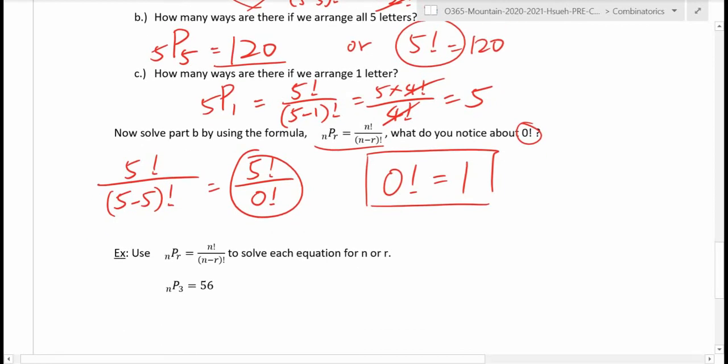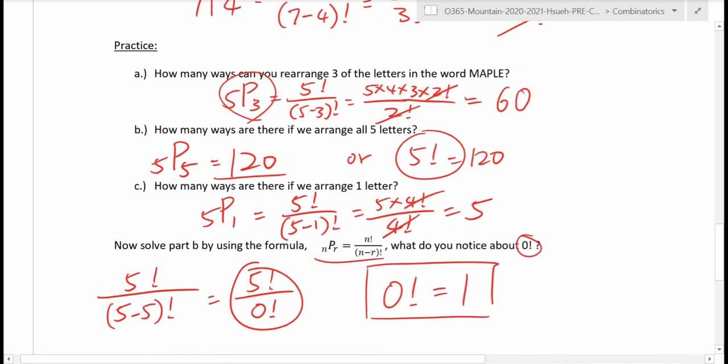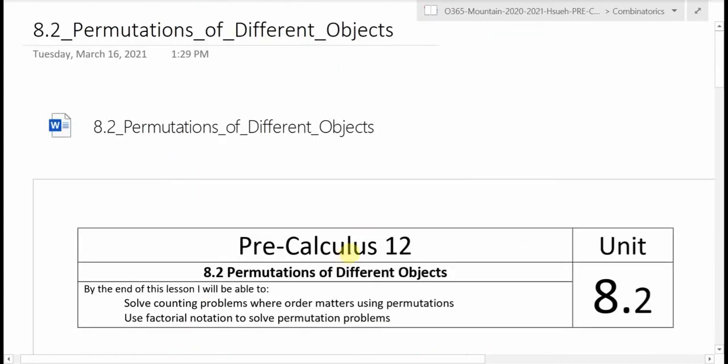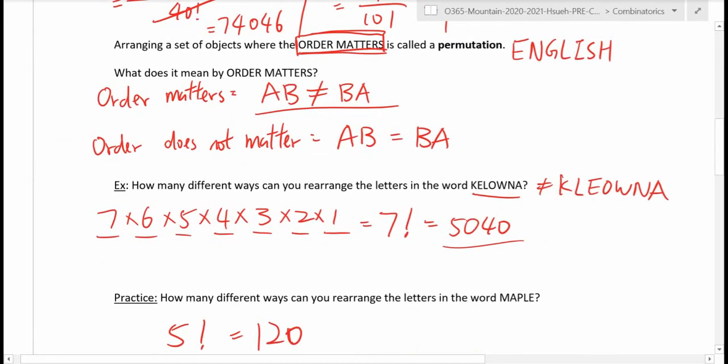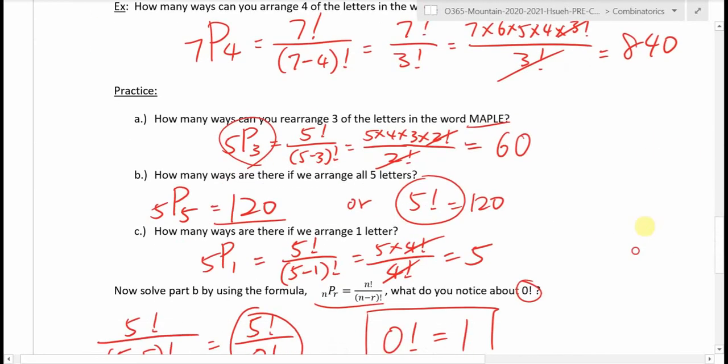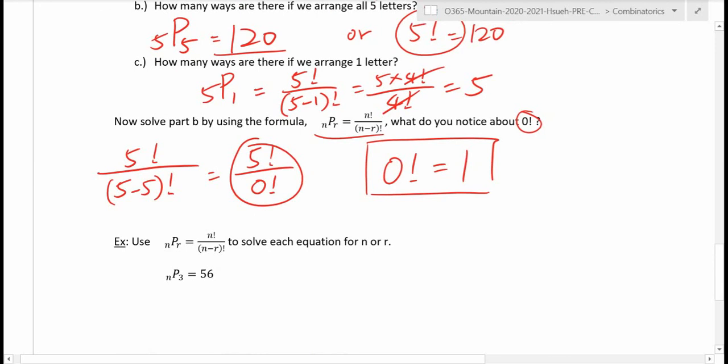Again, you have different objects. This is also key. If you go back to the top of the page, here it says different objects. Notice how in Kelowna, all 7 letters are different, right? All 5 letters in the word maple, they're all different as well. So this works nicely for different objects.